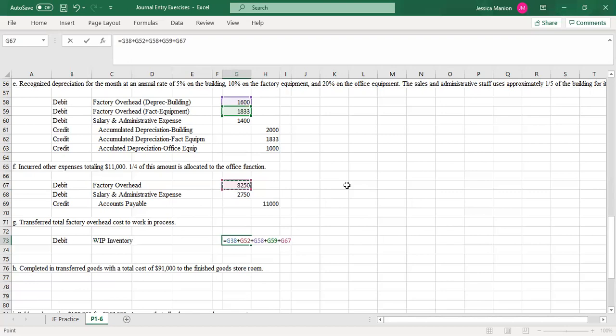So those costs, we've debited those to factory overhead. We've increased factory overhead by those costs, right? Now we're taking those, we're transferring them over to work in process. So we're debiting work in process inventory, crediting factory overhead, moving those costs out of factory overhead into work in process.